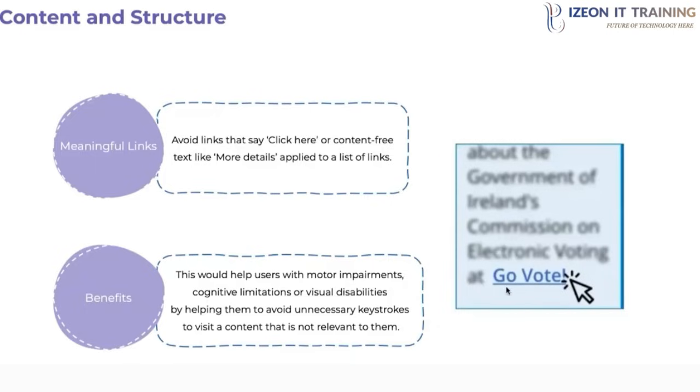Like over here you see "Go vote." Whenever you click, you understand it will take us to the go vote page or voting page or something like that. We don't say "click here for go vote" or something like that, right? Always give context to every link. Do not say "click here" or things like that.